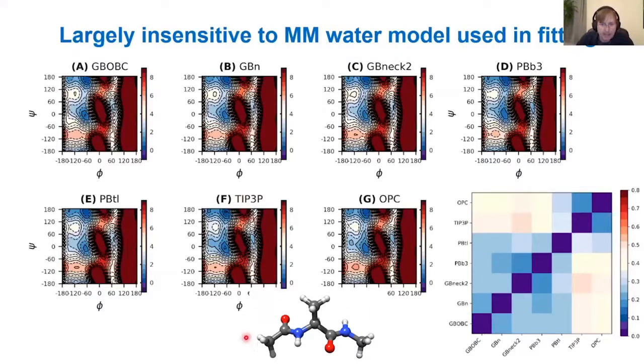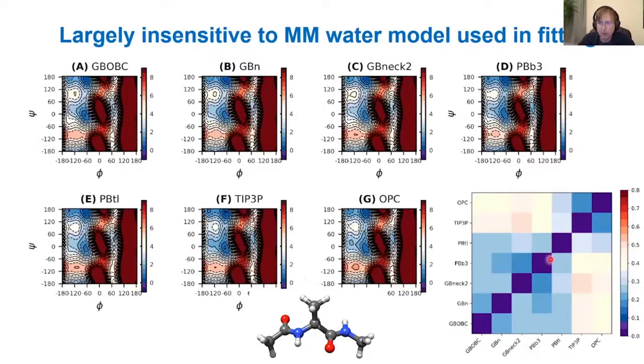This is alanine dipeptide down at the bottom, and for small molecules, they're really not very sensitive to the kind of solvent model that you use. And so these are Ramachandran energy maps for the alanine dipeptide. And what we're doing here is we're varying just the solvent model that's included with the MM. So we tried PB with 2 different radii sets, we tried 2 different explicit water models, and we tried 3 different variations on GB. And it's really difficult to tell these apart. They have very small effects.